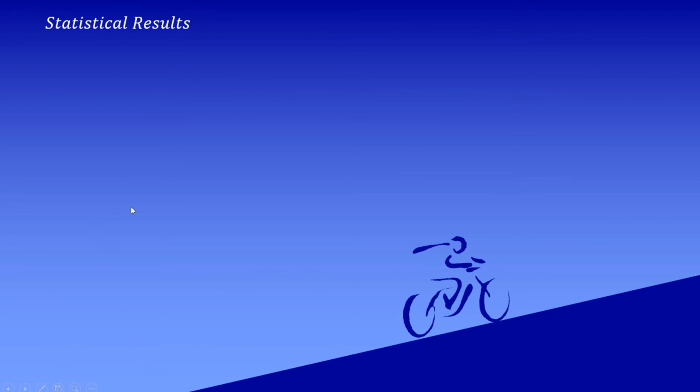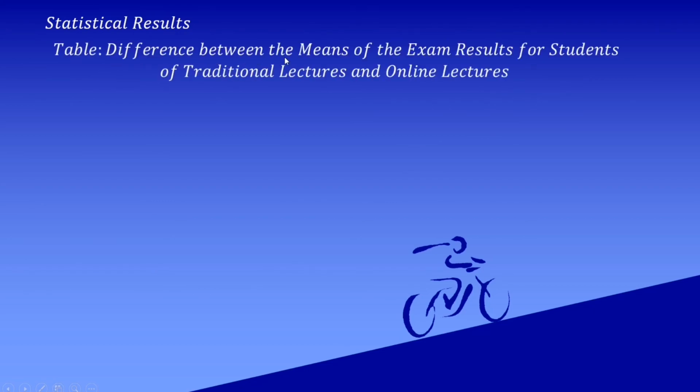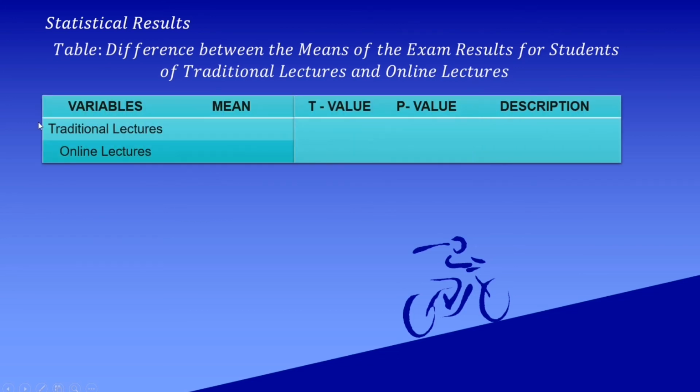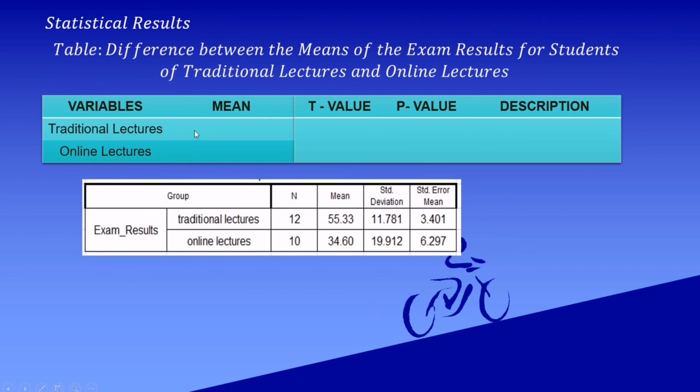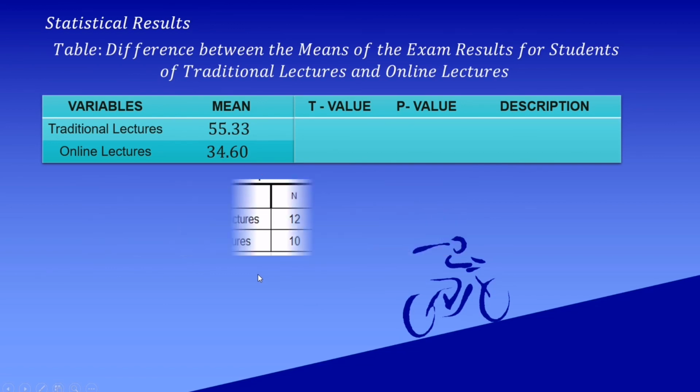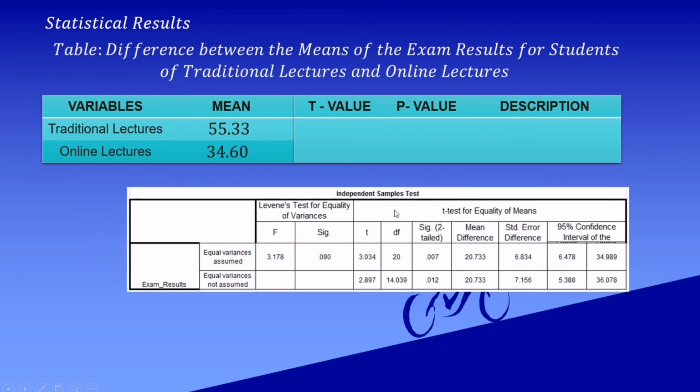For reporting the statistical results of the independent samples test, let us summarize in our table. The difference between the means of the exam results of students of traditional lectures and online lectures. So here's our table, the variables, the traditional lecture and online lectures. So here are our results. The mean for the traditional lectures is 55.33 and for the online lectures is 34.60. And for the independent samples test, the t value, or the computed value, is 3.034 and the p-value is 0.007.